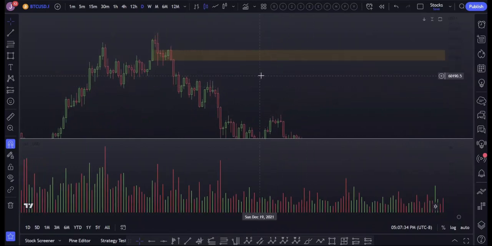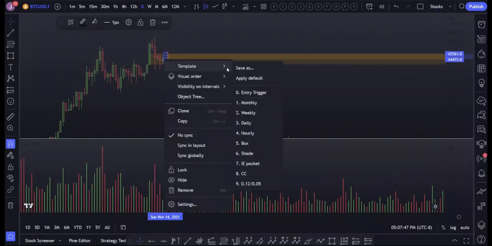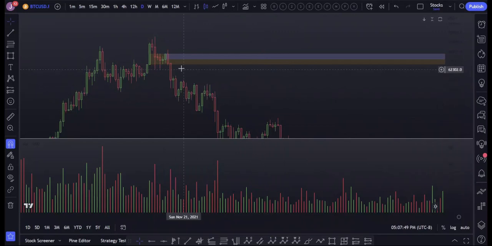Okay, now we're on the daily time frame, and this was the weekly order block that we marked from the all-time high. What we can see here is there's an order block, another order block inside of the weekly time frame order block. So what we do now, we take another rectangle tool, we mark out this order block with our daily color of blue.